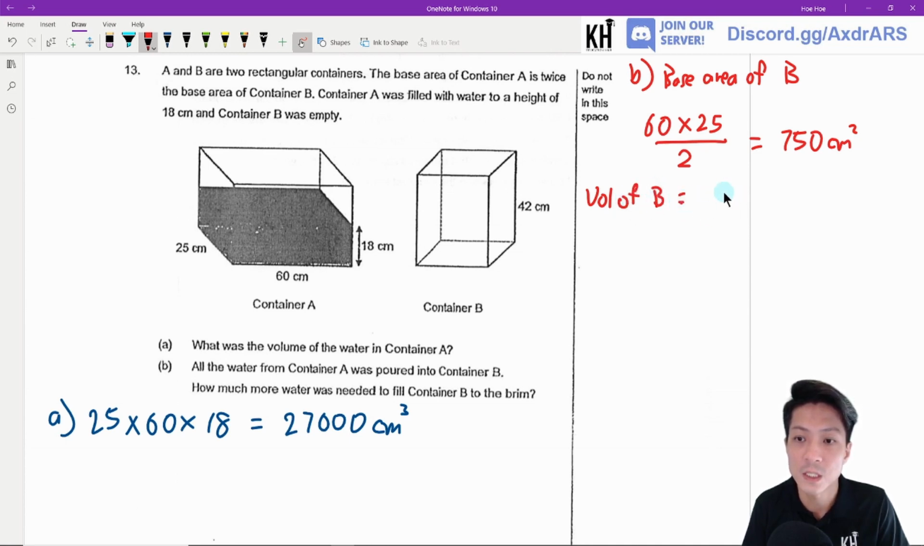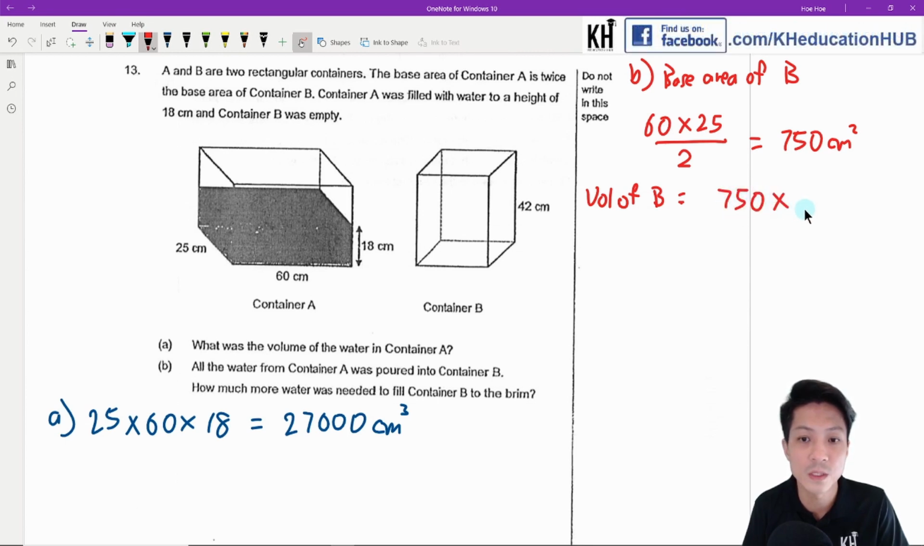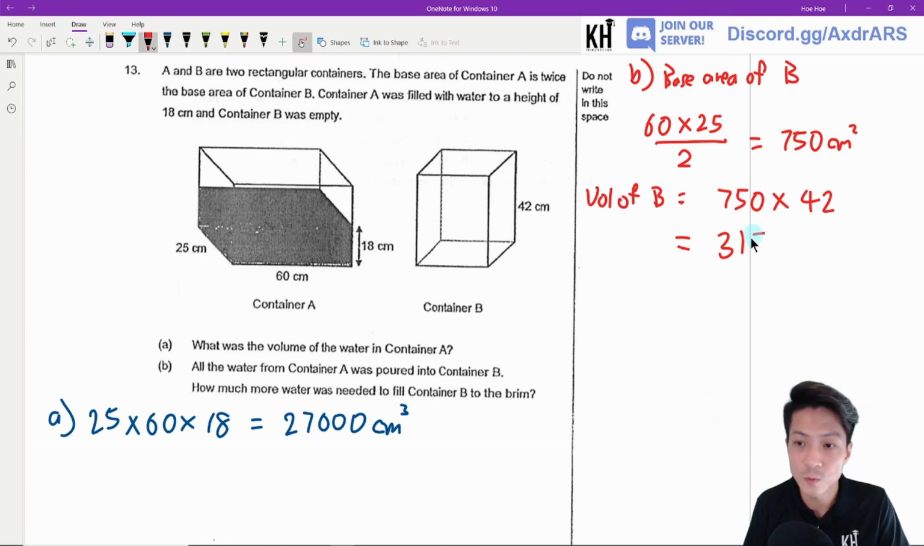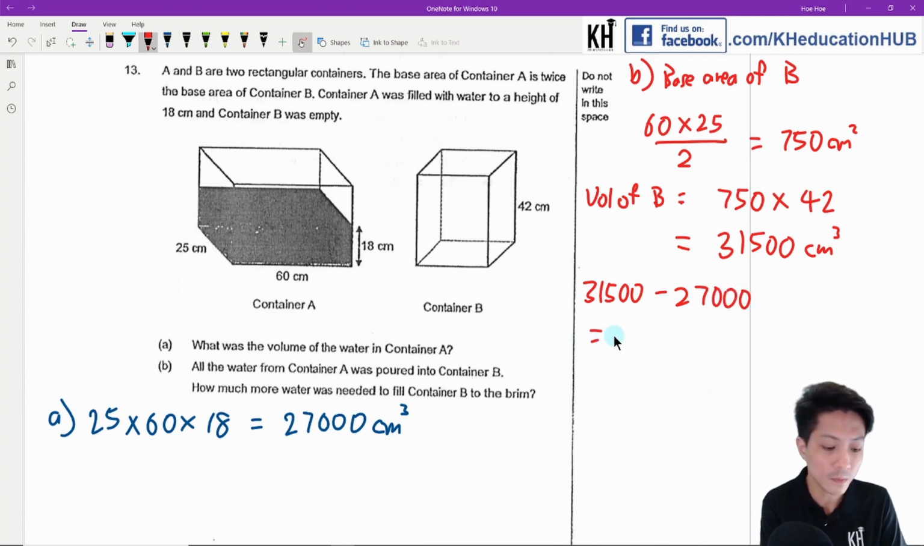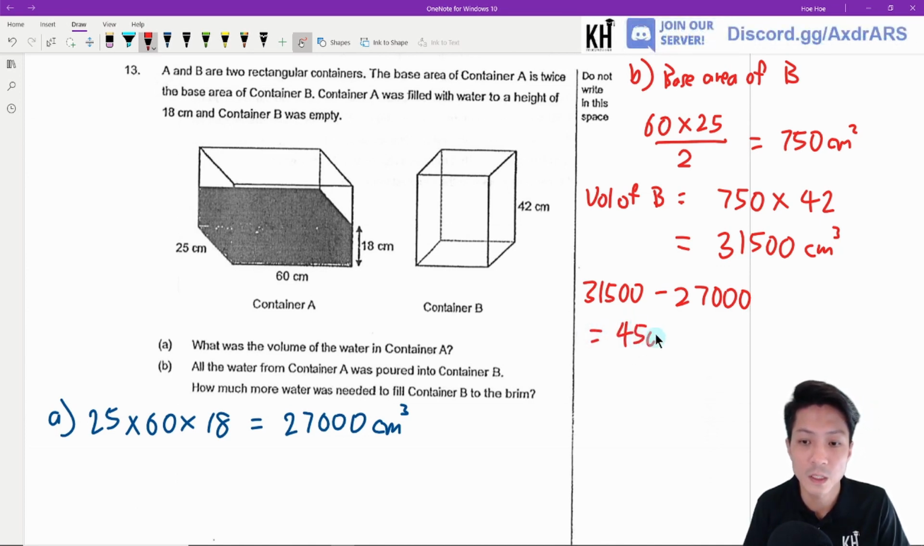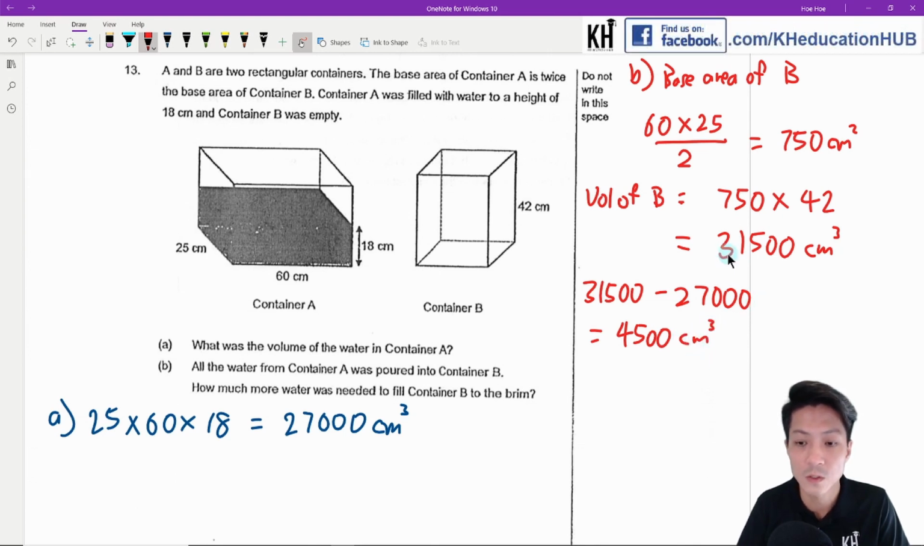Which is 750 times 42, which is 31500. The last step would be to use 31500 minus 27000, which is 4500 cubic cm, or 4,500 milliliter.